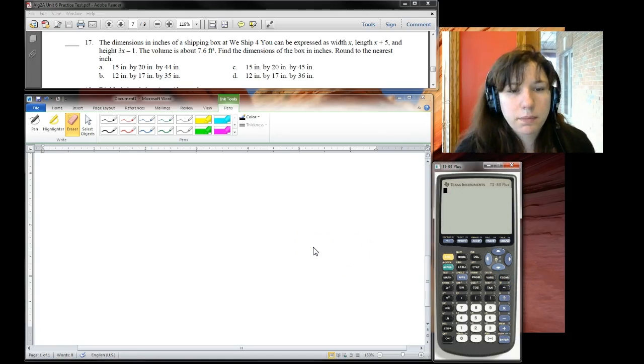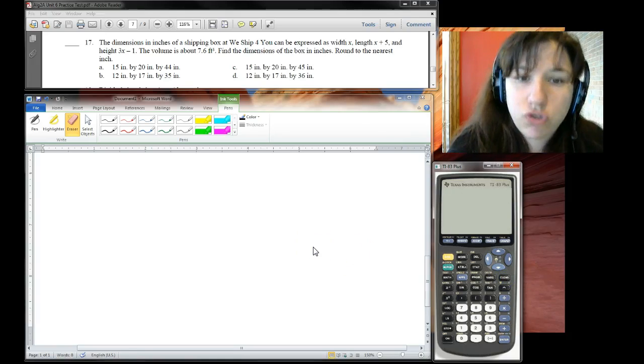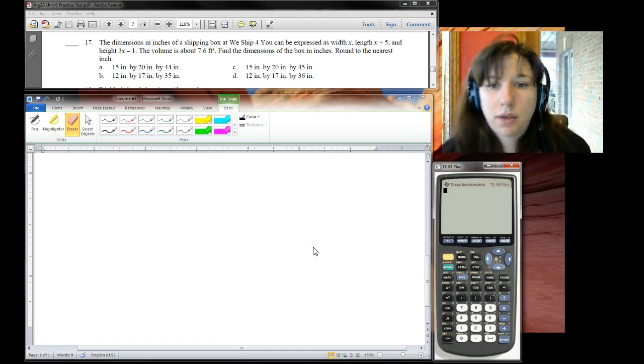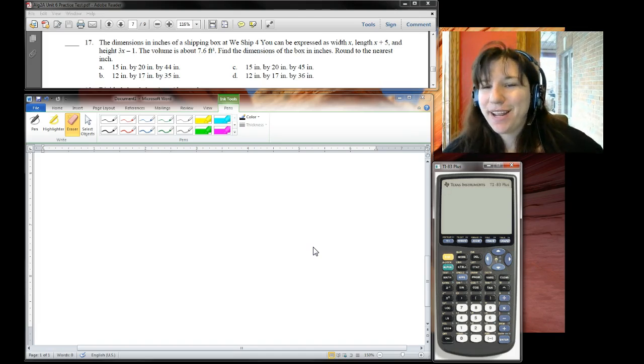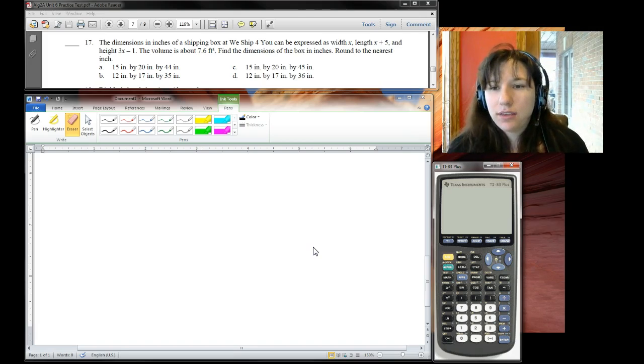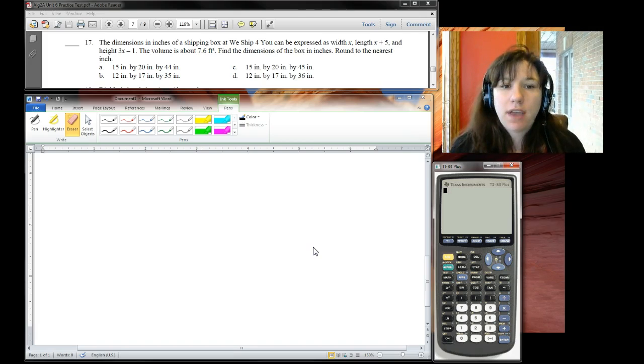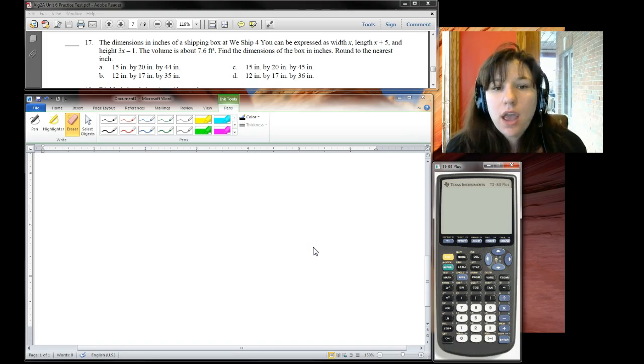All right, let's take a look at number 17. The dimensions in inches of a shipping box that we ship for you, interesting name there for a shipping company, can be expressed as width is x, the length is x plus 5, and the height is 3x minus 1. The volume is about 7.6 feet cubed. Find the dimensions of the box in inches, round to the nearest inch.